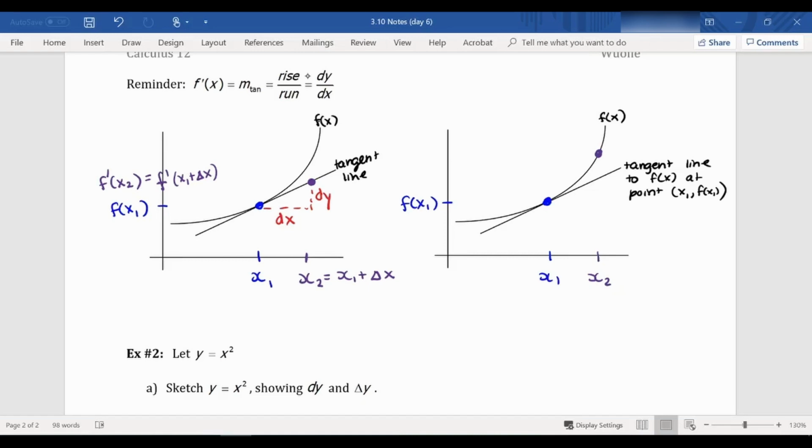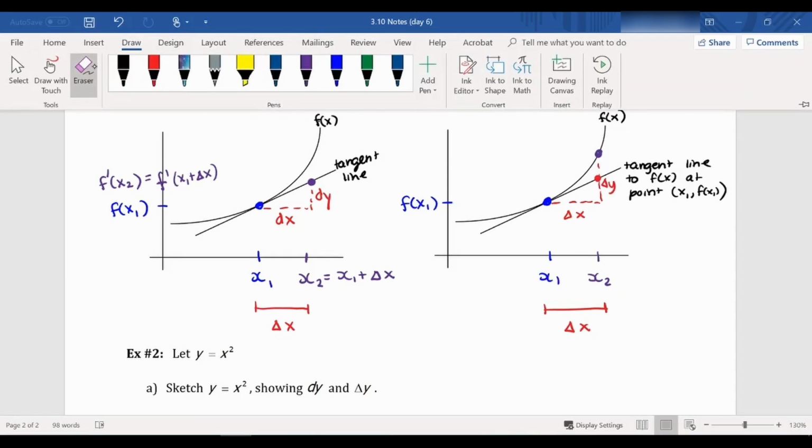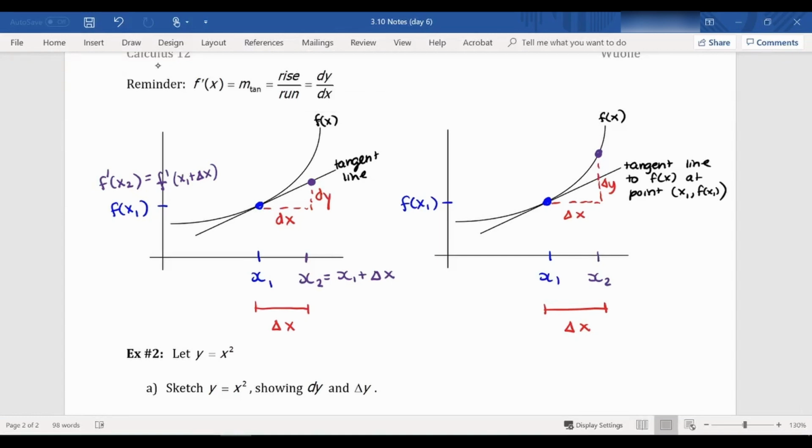My x1 and x2 are still drawn in the same location. So this distance here is delta x. This distance here is also delta x. But now if I draw my change in y and change in x with respect to my original, delta x and dx are the same here, but my delta y and my dy are different. This is the point where it was on my tangent line, and you'll see that my change in y is bigger if I look at the actual curve. So you can see dx and delta x are the same, but dy and delta y are different.